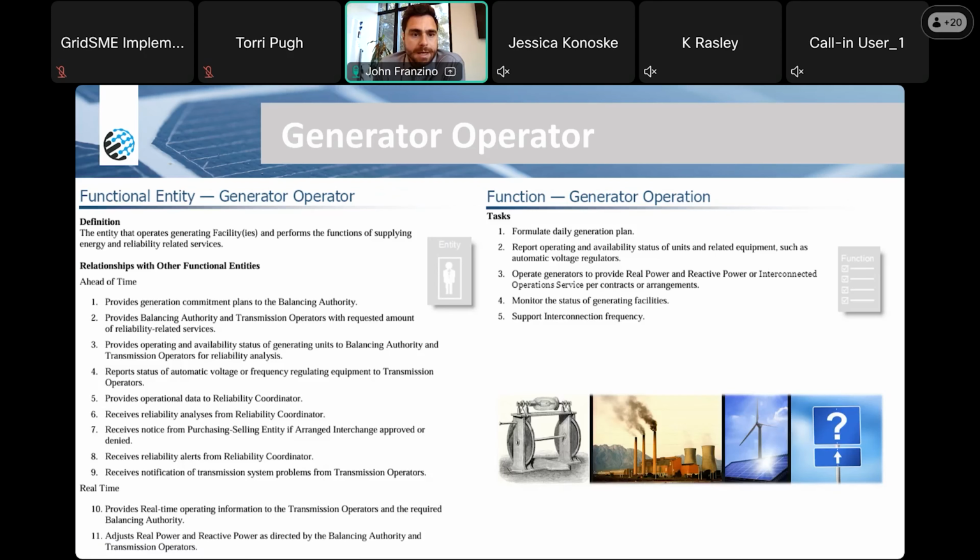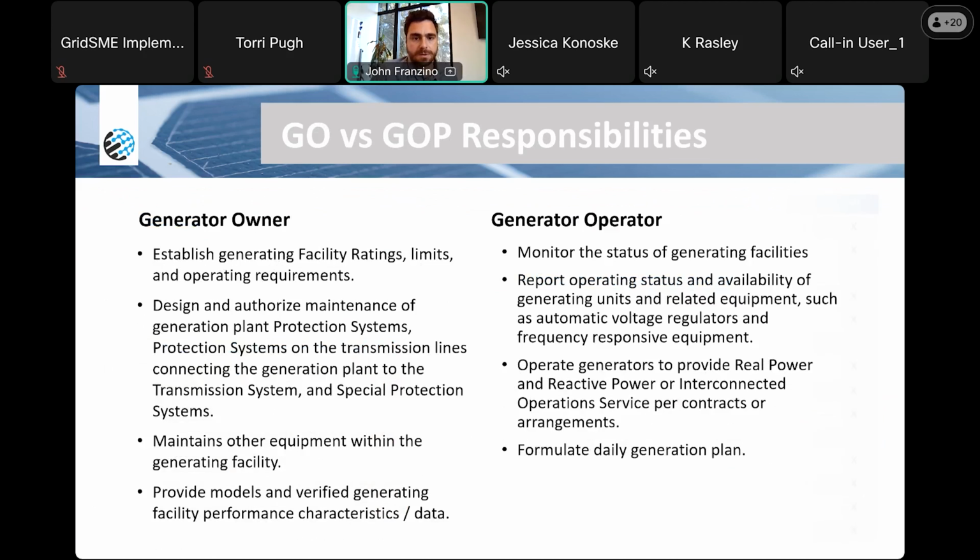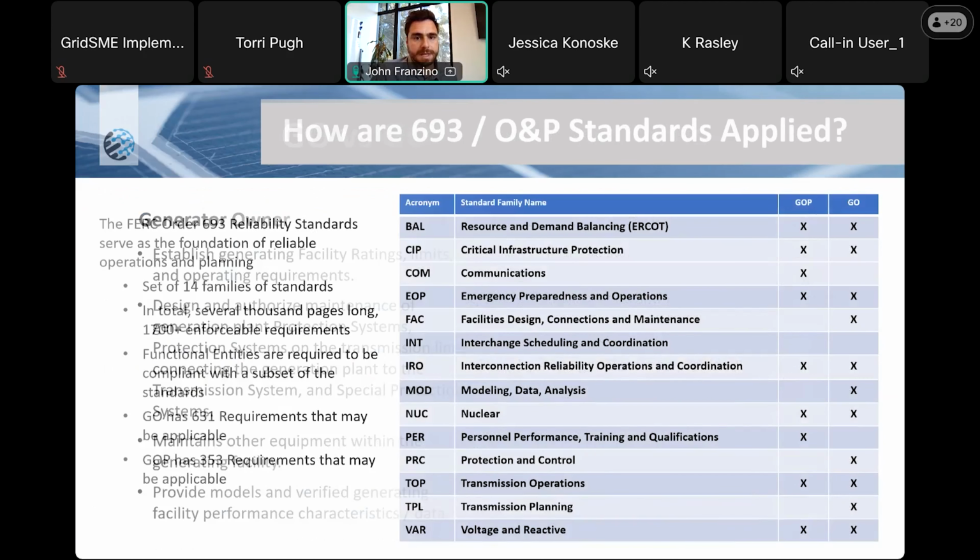Again, skimming over this, if you want more detail, more color around generator operator versus generator owner, you can go back and review the NERC 101 session we did a few minutes ago. But there are a lot of standards and requirements to cover in this hour and a half, so I am going to just fly through these, but leave them as leave-behinds, or go review the NERC 101 deck we just covered.